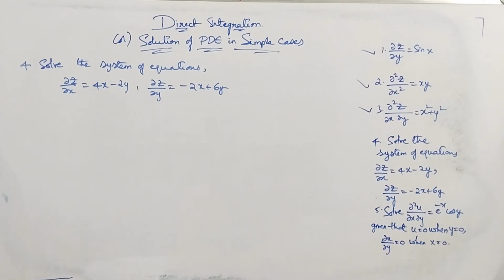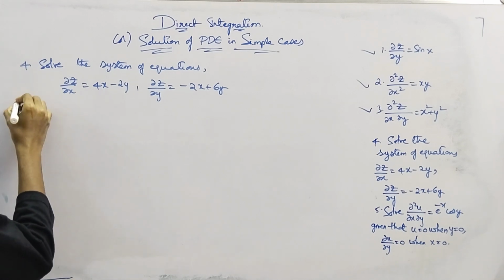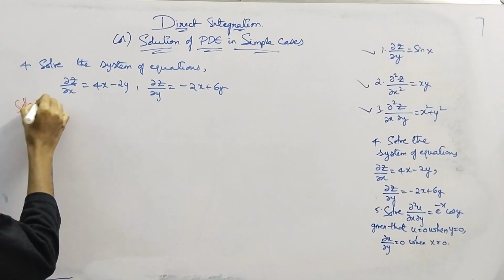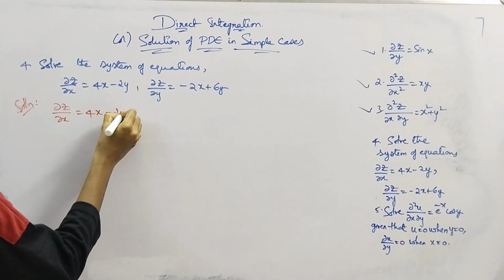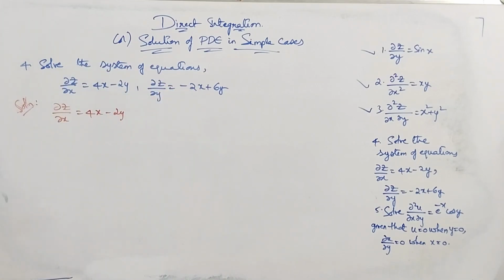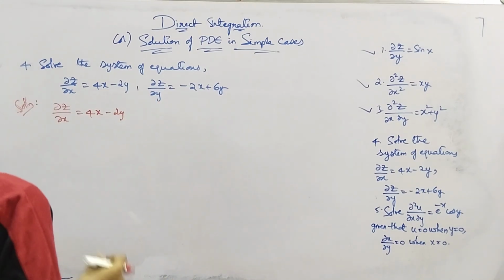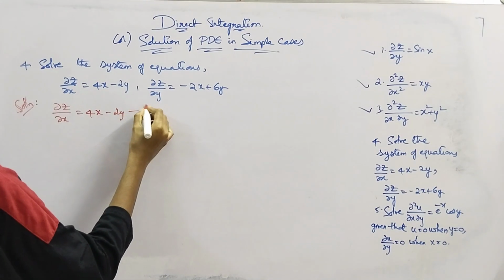So this is the most important problem. Not important. What you can say? You can see this in many question papers or in many textbooks. Okay, you may get confused sometimes, but it's not really as it looks, but it's definitely an easy one. I'll take the first equation. Solve the system of equations dou z by dou x equal to 4x minus 2y, dou z by dou y equal to minus 2x plus 6y, right? So I'm taking the first equation, I'll write it as equation number 1.